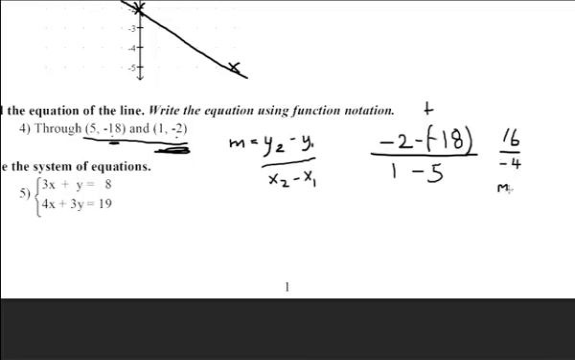So the slope is -4. Okay, that's the slope. Right, okay, so here we go. I'm going to use this point here because it's got smaller numbers.